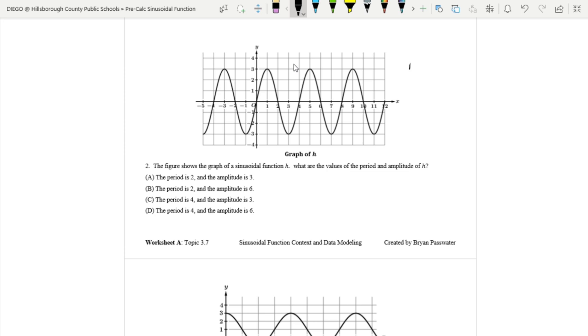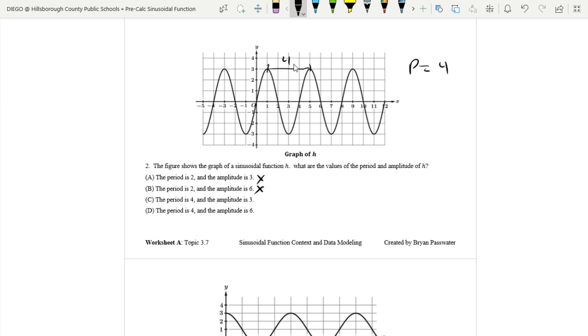Okay, so let's look at the period first. The period is the easiest to find. Okay, so from 0, see from here to here, it's 4. The period is 4 right there. You can do from maximum, from 1 to 5. That's 1 period right there. That's 4. That's the period. Okay, so the period is 4. So that means that A and B are wrong. It can only be C and D.